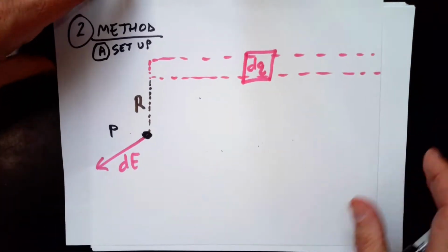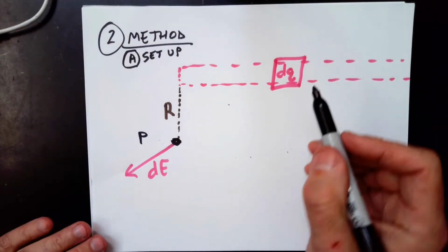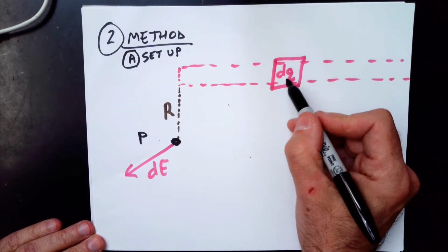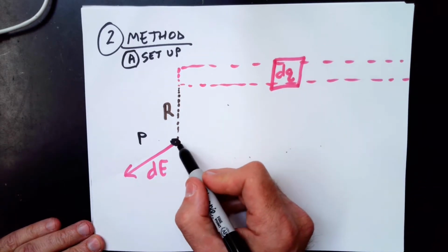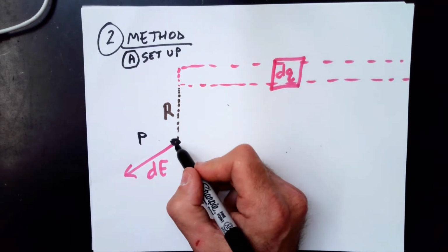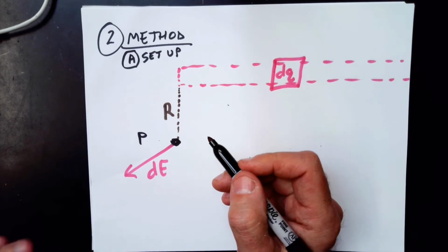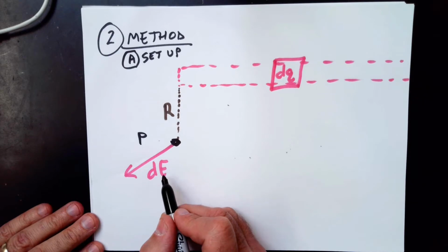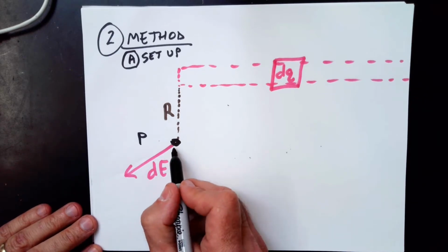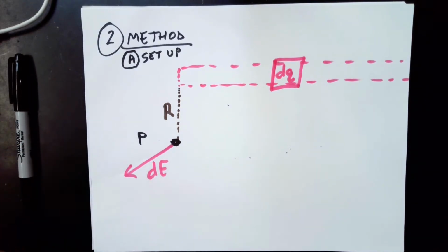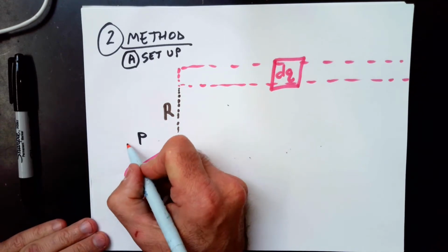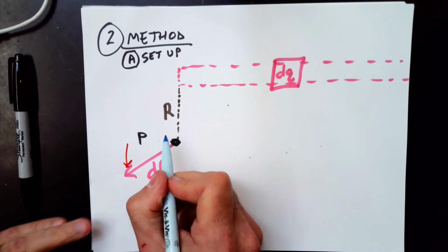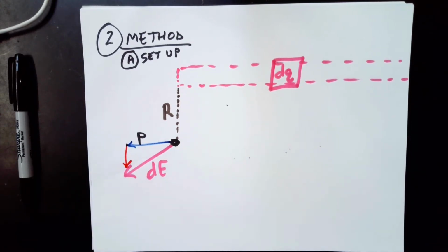So the method is the same as in the previous one. When there's no Gaussian symmetry, you have to pick a representative little bit of charge. All of this is considered very infinitely thin, so it's the same distance from here. So you pick up a little block of charge that's all the same distance from point P. Then you look at the little electric field that it creates. And not only that, we have to look at the components of this. This points down and left, so it will create a part that points down and a part that points left. And we want to find those separately.